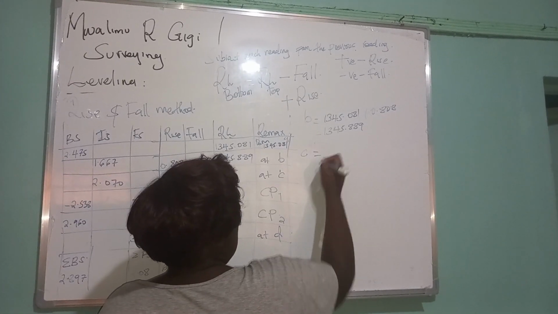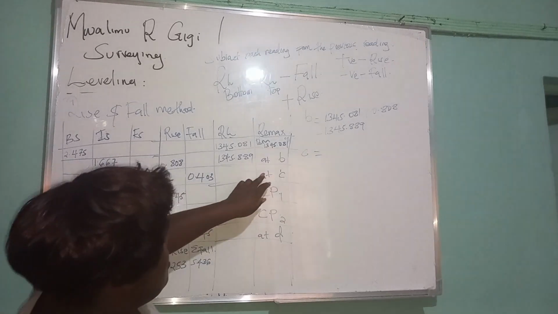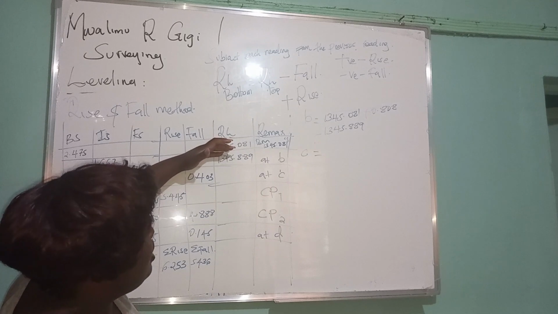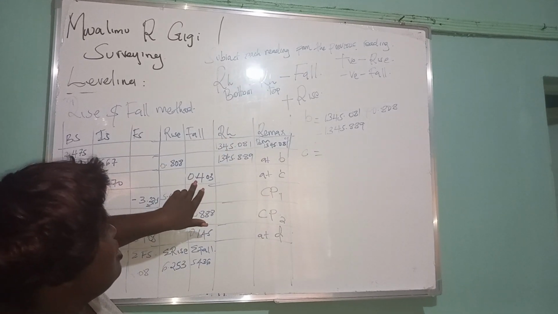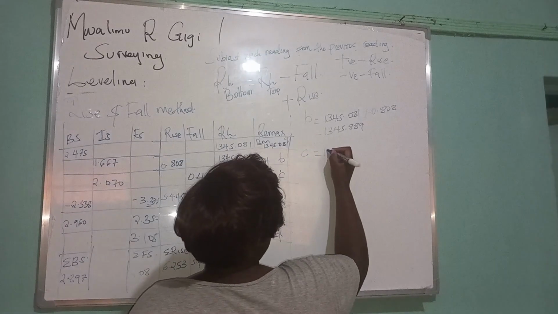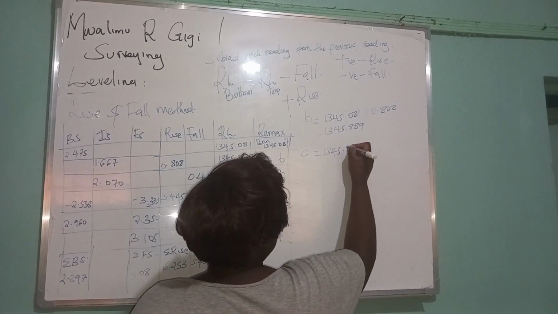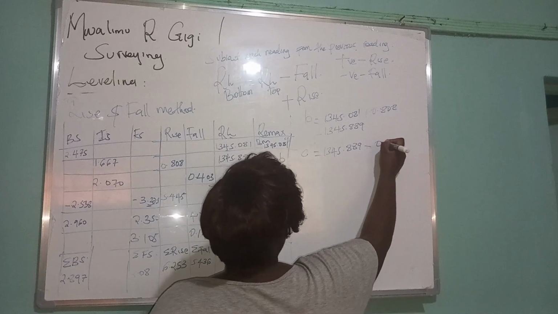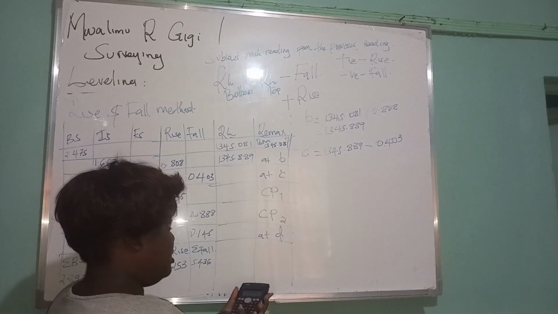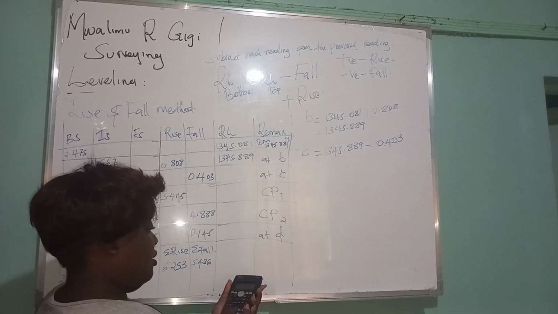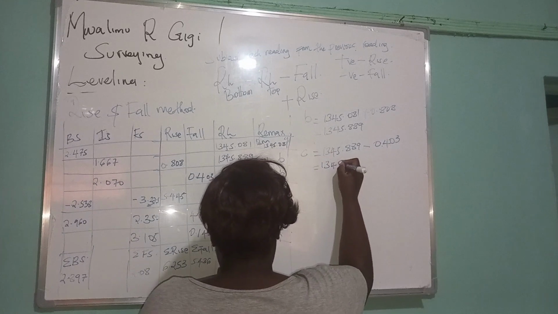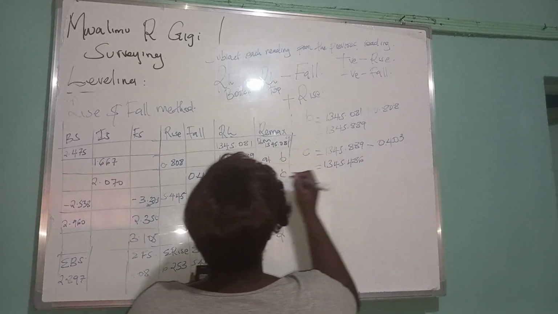At point C, we have the reduced level at the top, and we have a fall, so it is minus fall. So it is 1345.889 minus 0.403, which is 1345.486.